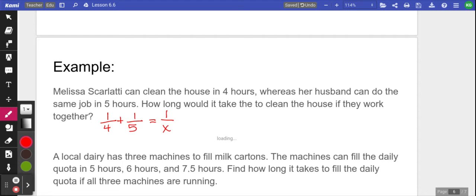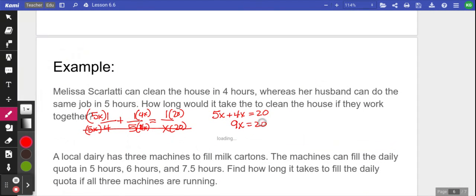So finding a common denominator would give me 20x. So I'm going to multiply this one by 5x, this one by 4x, and this one by 20. Now that they have all common denominators, we can cross them out. And we have 5x plus 4x equals 20. 9x equals 20. And 20 divided by 9 is 2.2.